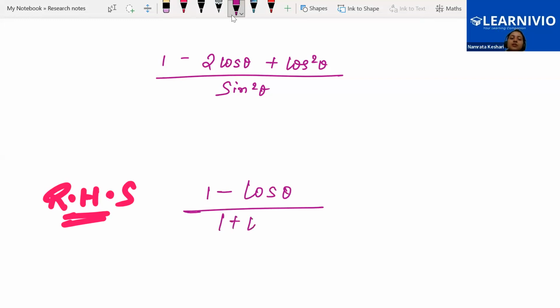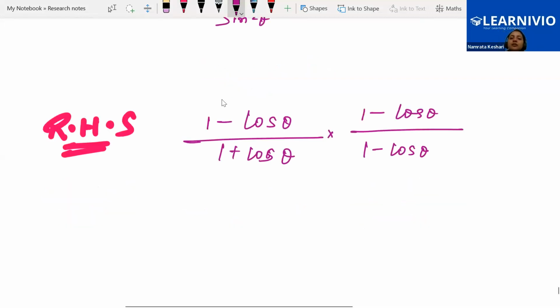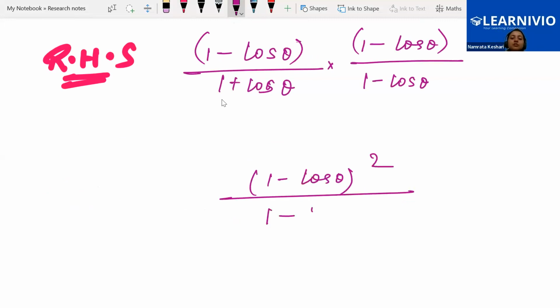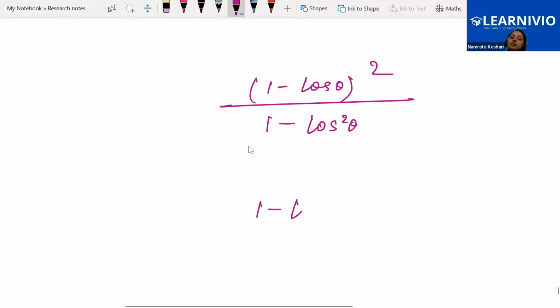Now we are thinking about the identity, we are thinking about changing, we are not getting anything, then rationalization is the way. So let's apply the concept of rationalization. This is what we are getting. In the numerator, 1 minus cos theta times 1 minus cos theta became 1 minus cos theta complete square. In the denominator, it became 1 minus cos square theta, which is sine square theta.